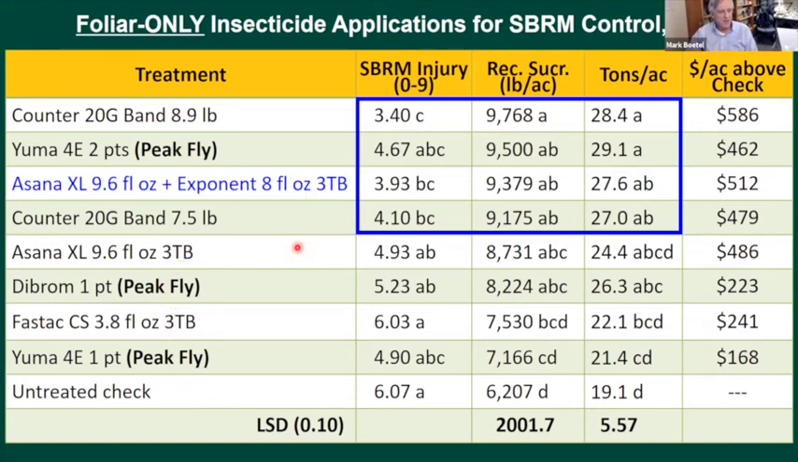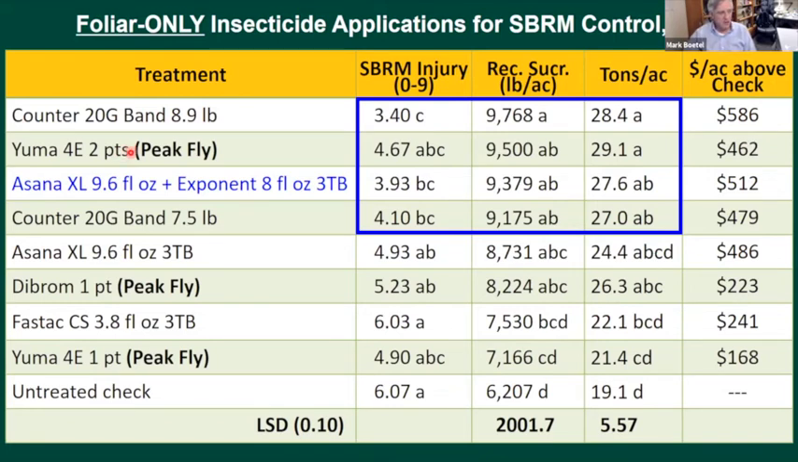So what we found is that these four were the top treatments with regard to root injury or root protection, I guess I would say, recoverable sucrose and tons per acre, generated excellent results. It's quite amazing that we got this kind of a result out of a single application of Counter at its high rate. This is a first year, 2020 was the first year we were looking at Yuma.